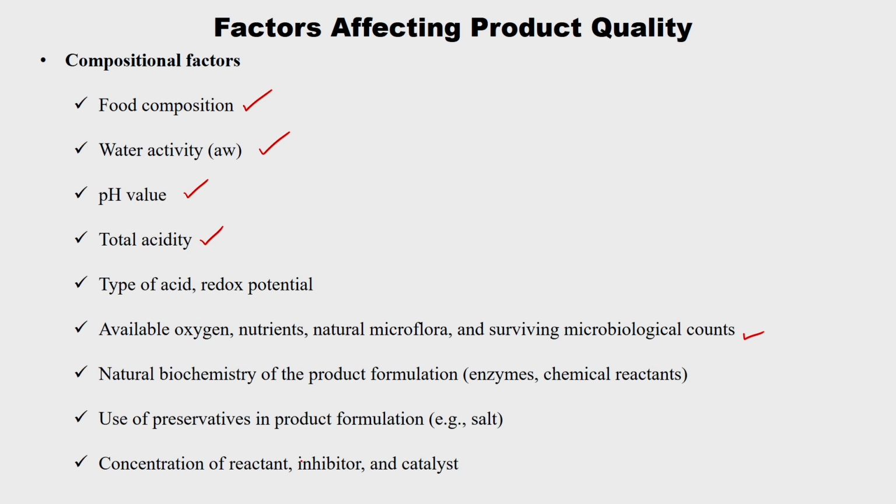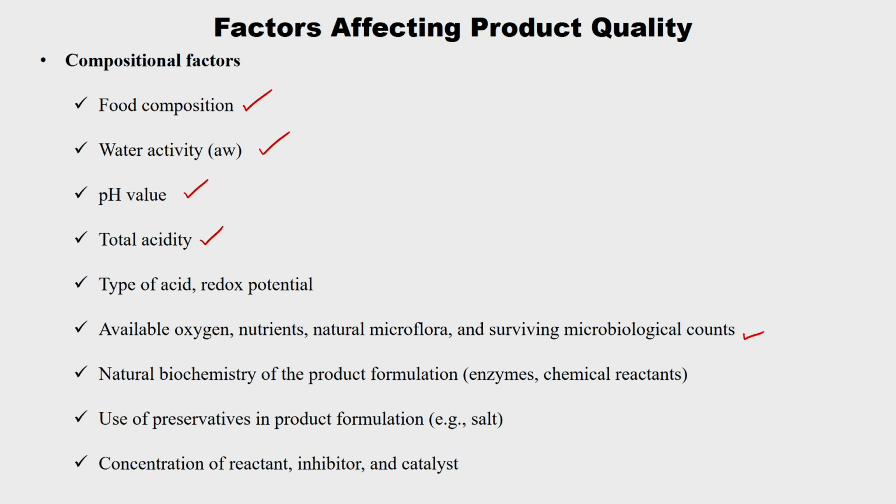So, what are all the unwanted enzymes forming, and whether any chemical reaction happens during the storage, and use of preservatives in the product formulation. Sometimes we use natural preservatives like salt, sugar. So, what is their effect on the product, and the concentration of the reactant, inhibitor and catalyst, how they affect the product quality. So, these all come under the category of compositional factors.